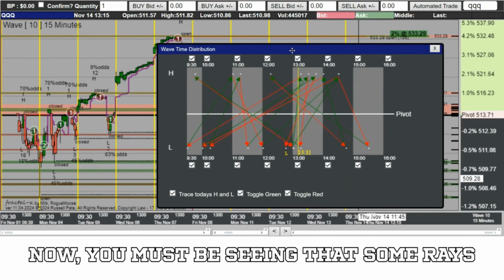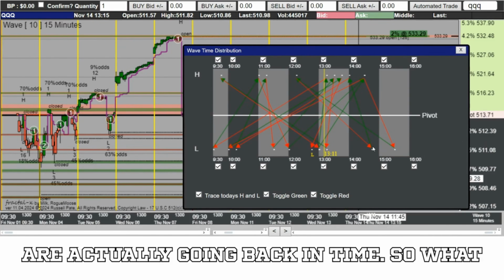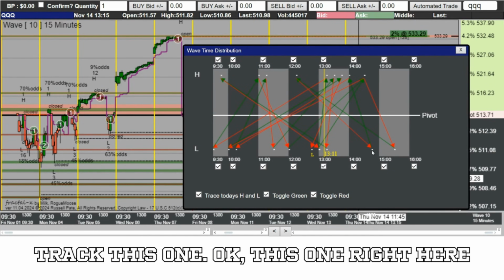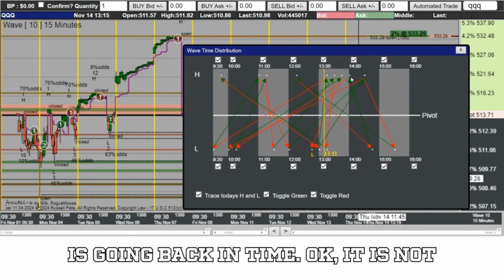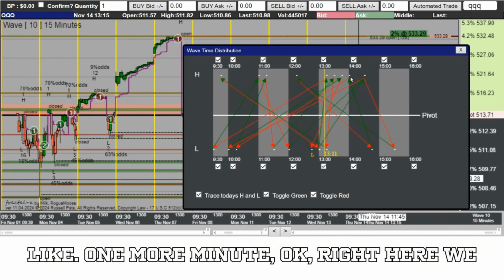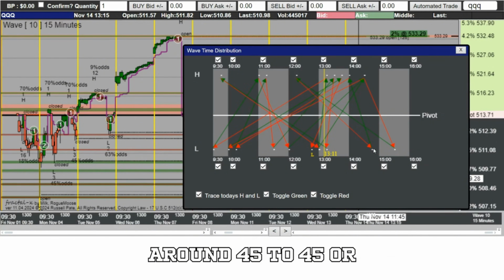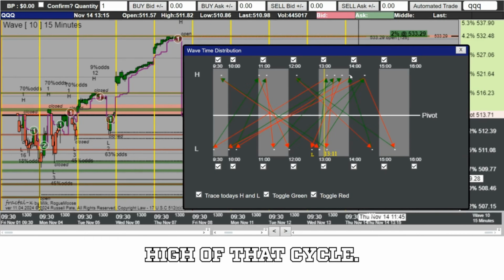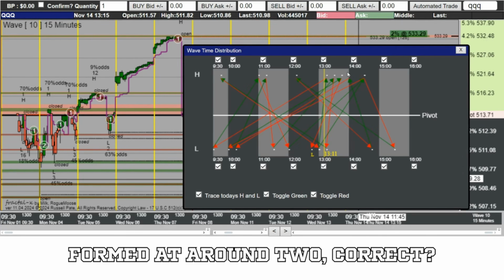Now, you must be seeing that some rays are actually going back in time. So what do they actually mean? Okay, let's just track this one. This one right here, it is going back in time. Okay, it is not actually going back in time, but I'm going to make that clear for you in just one more minute. Right here we can see that the reversal formed at around 2:45 or 3, somewhere near that, right? And the high of that cycle formed at around 2, correct?